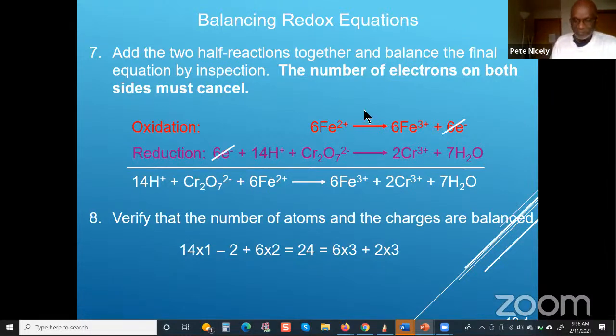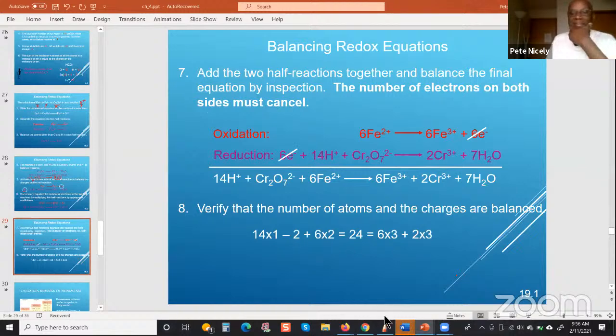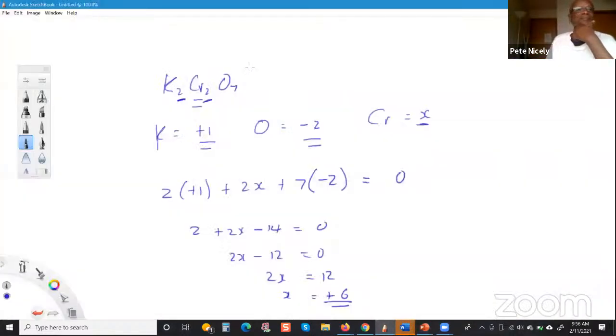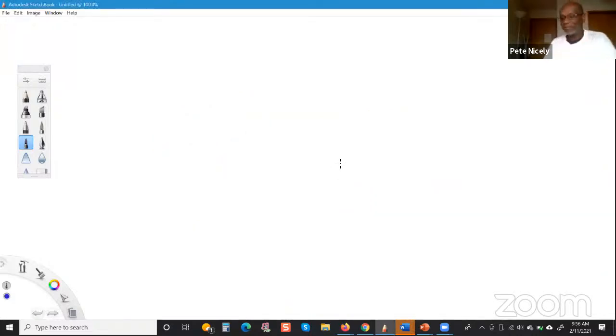Okay, so I think it's best we do a couple of examples, all right? So let me go back to my writing pad here. Let me clean this up. And I'm just going to put down an unbalanced equation here.